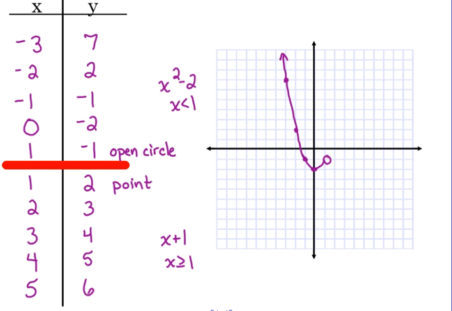Then I'm going to plot the points for the second part. 1, 2, 2, 3, 3, 4, 4, 5, 5, 6, and guess what? It goes on and on and on. You just graphed a piecewise function.